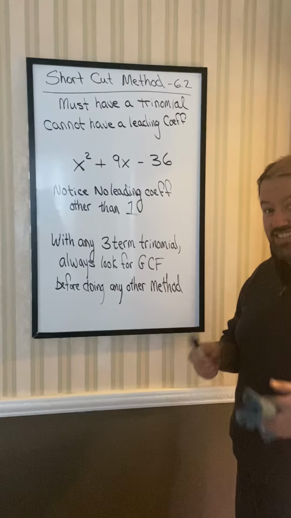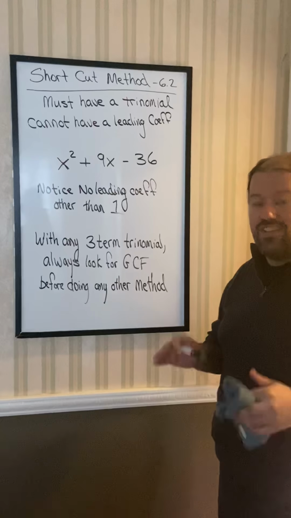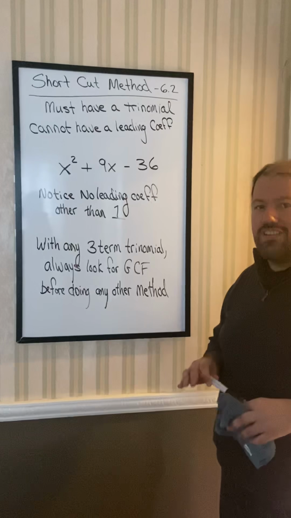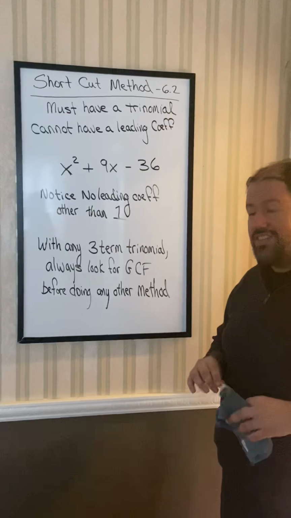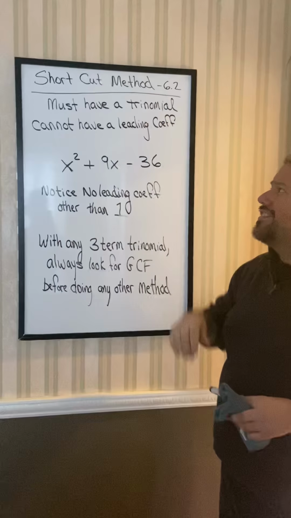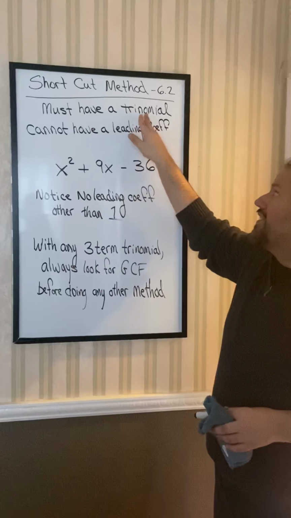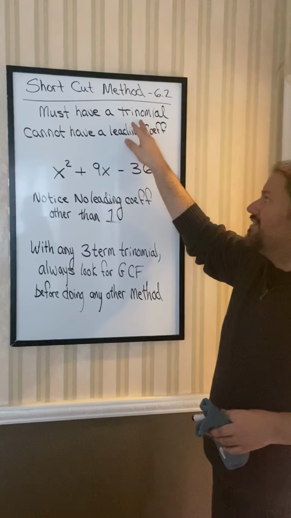Okay, so the last thing that we were doing was factoring a GCF and the grouping method. Now we're going to go into section 6.2. 6.2 has to do with something that I call the shortcut method. The shortcut method is basically where we're going to have a trinomial. Trinomial just means that we have three terms.